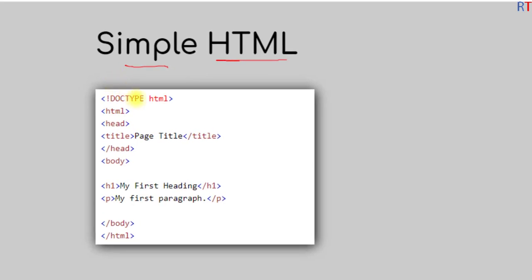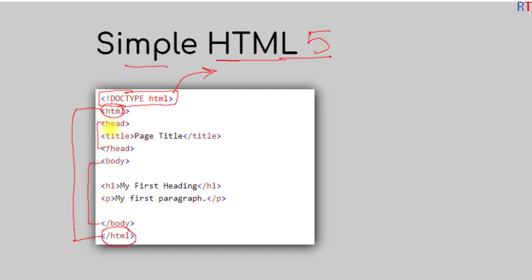The HTML document starts with the doctype HTML declaration, and that defines that this is an HTML5 document. And after that we have the root HTML tag. Everything in HTML must be in between the root HTML tag, and inside the HTML tag we can have the head tag and the body tag.